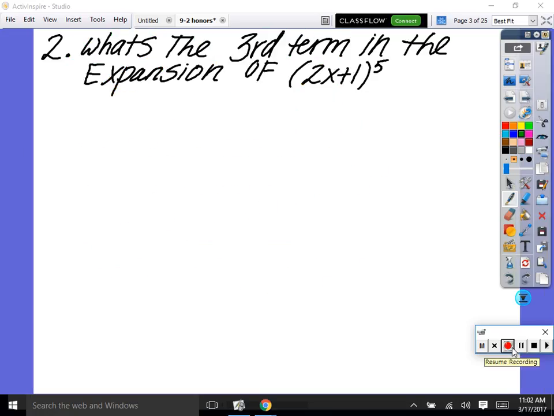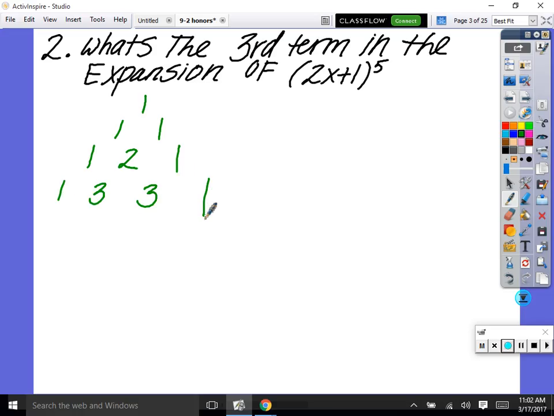Problem number 2. So on your notes, you're going to write problem number 2. It says, you're going to want to use Pascal's triangle. It says, what is the third term in the expansion of 2x plus 1 to the 5th? So I will remind you how to set up Pascal's triangle. It starts out as 1. It's a triangle. 1s go down here, right? Then 1, you add straight above, so that'll be 2, 1. 1, 3, 2 plus 1 is 3, 1.